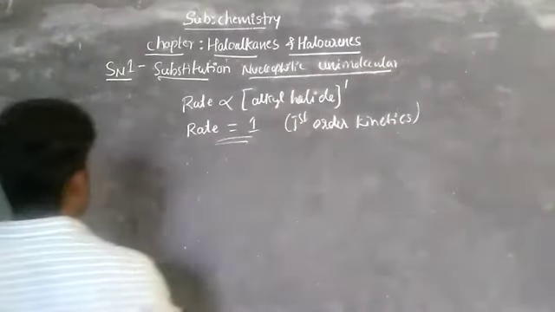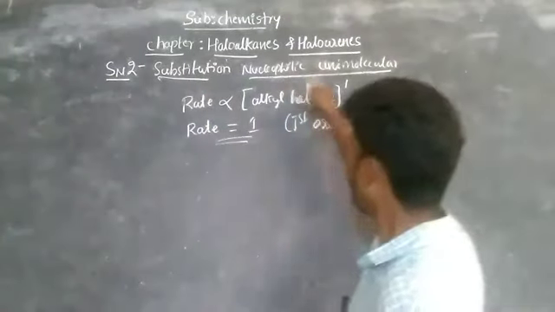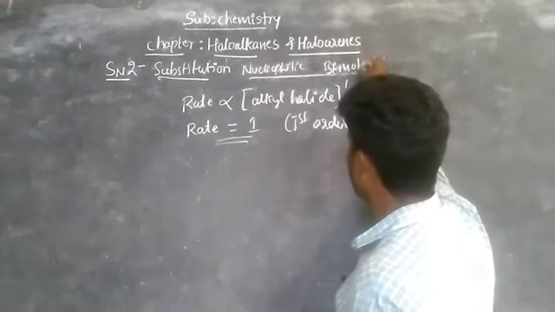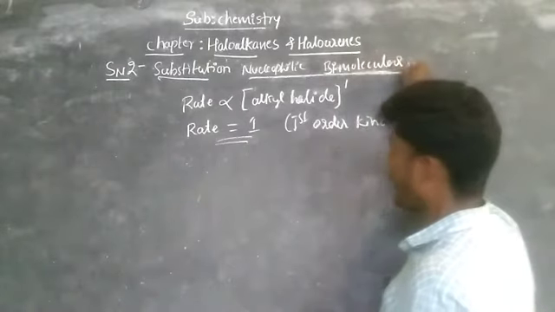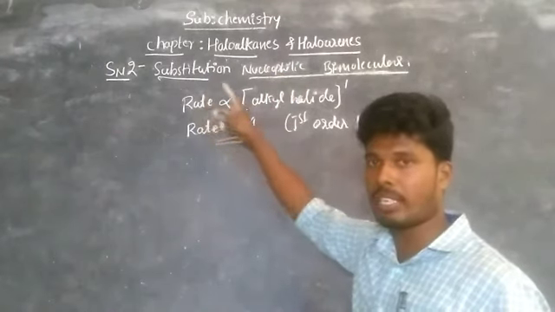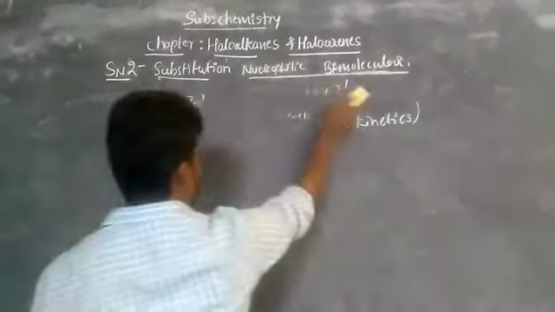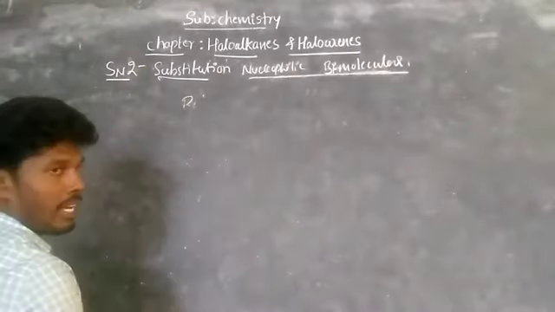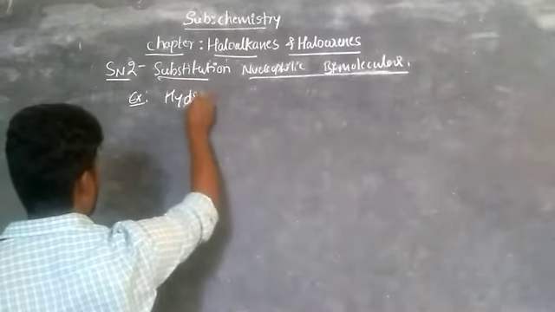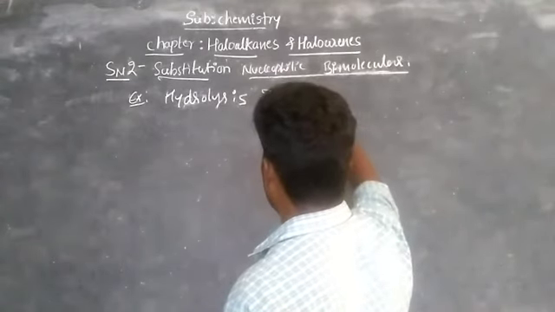Now take the bimolecular substitution reaction, that is SN2. SN2 is substitution nucleophilic bimolecular reaction. The example for SN2, that is bimolecular nucleophilic substitution reaction, is hydrolysis of methyl bromide. This is the SN1. Now we are going to study SN2. The example for SN2 reaction is hydrolysis of methyl bromide.